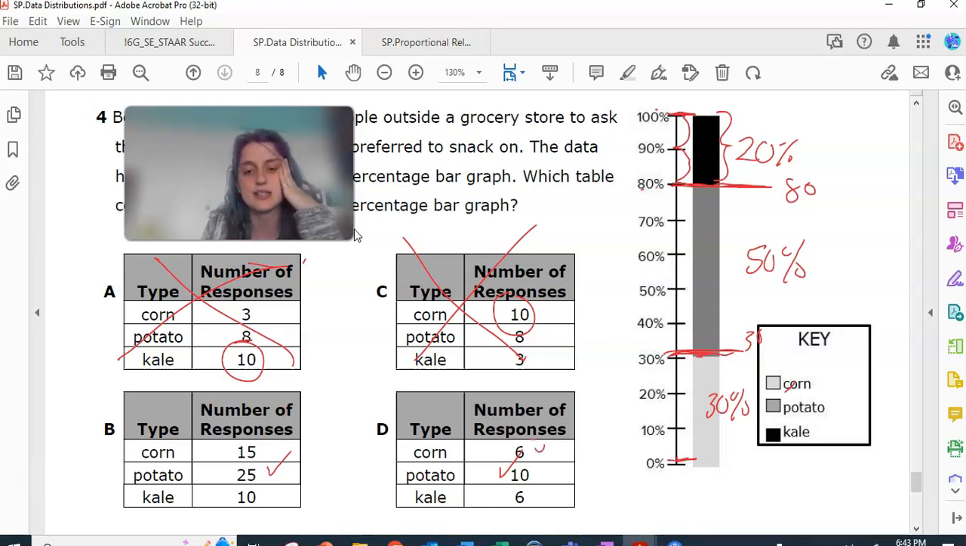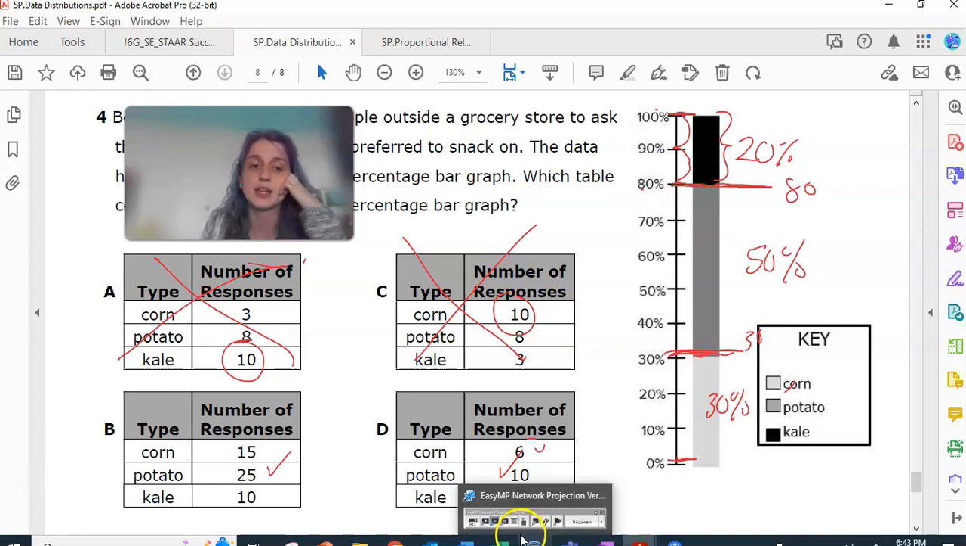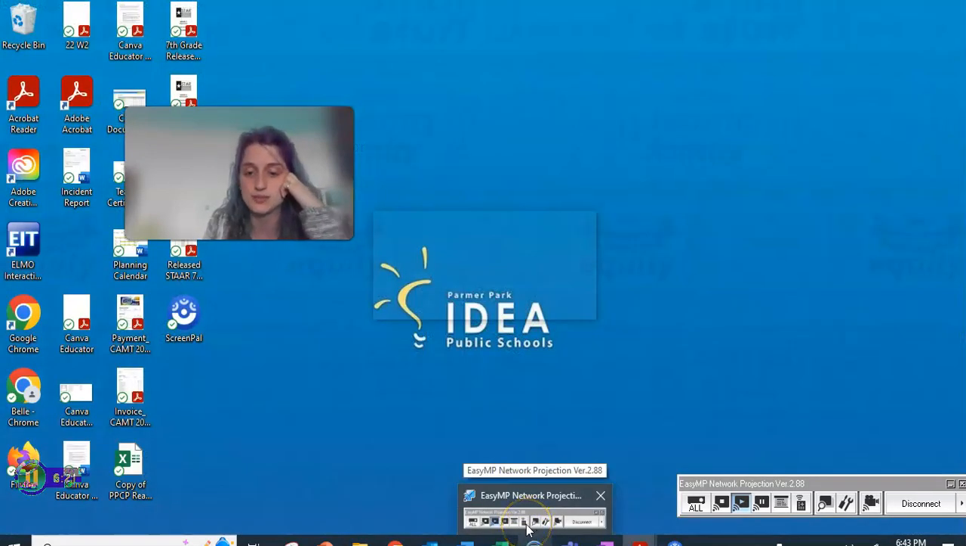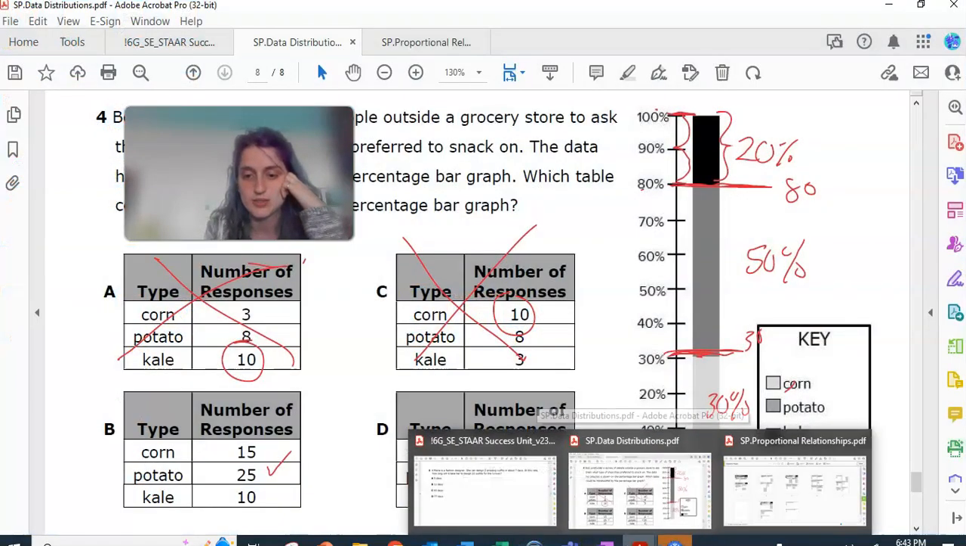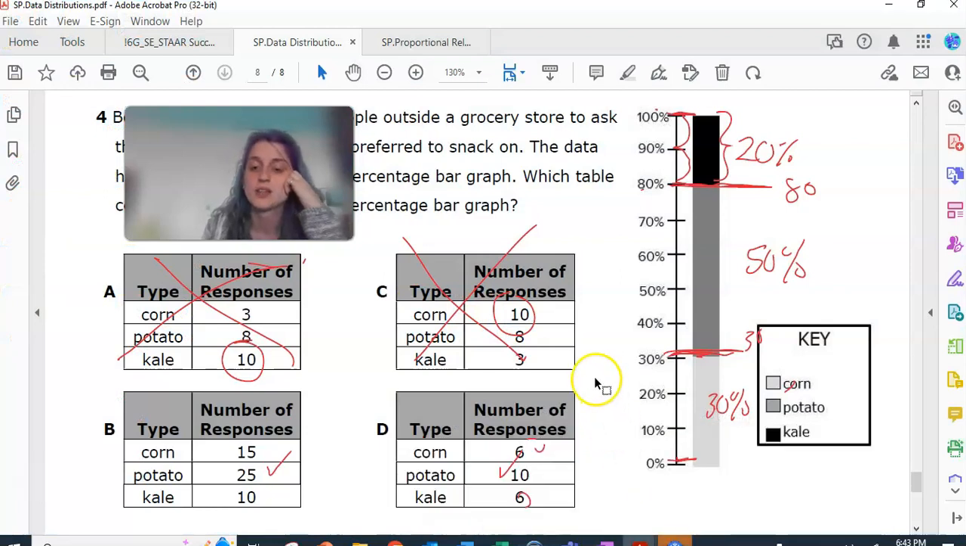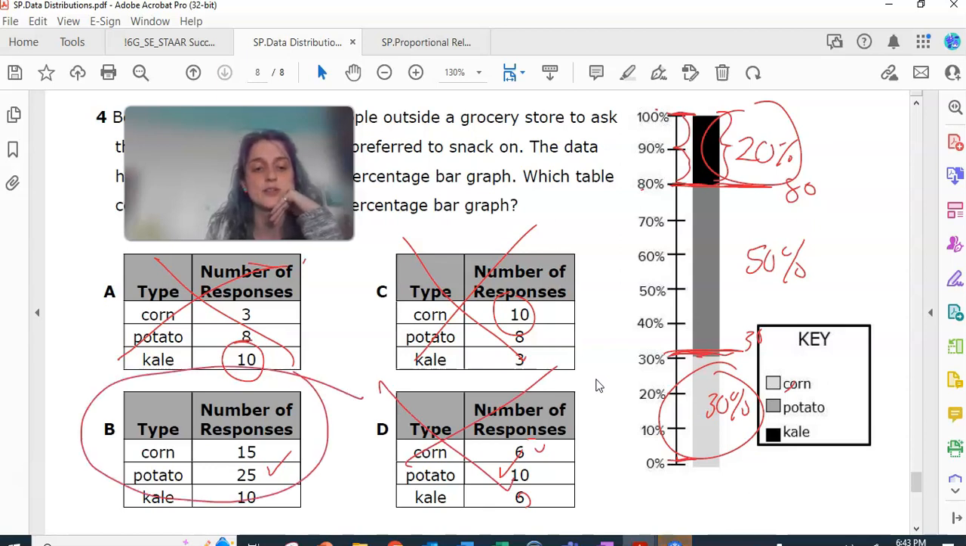Now D, I notice, has 6 and 6. Those are the same number. That could only happen if they came from the same percentage. Oopsie. Lost my screen there. Is this percentage the same as this one? Nope, which means that they should have different numbers, not the same number. So by process of elimination, our answer must be B.